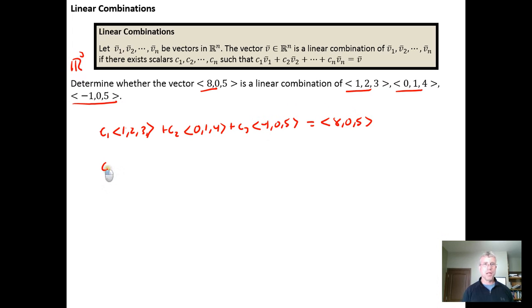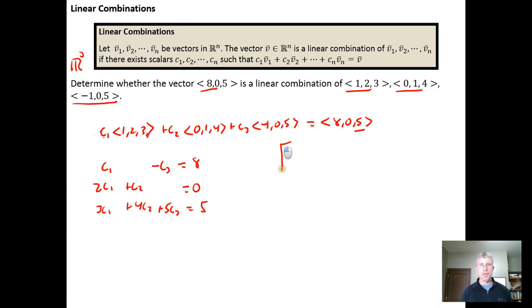So we get c sub 1 times 1 is c sub 1, plus c sub 2 times 0 is 0, minus 1 times c sub 3 is minus c sub 3, and that needs to add up to 8. C sub 1 times 2 is 2c sub 1, plus 1 times c sub 2 is plus 1c sub 2, plus 0 times c sub 3, and that needs to add up to 0. And then for the third component, 3 times c sub 1, plus 4 times c sub 2, plus 5 times c sub 3 has to add up to the component 5.